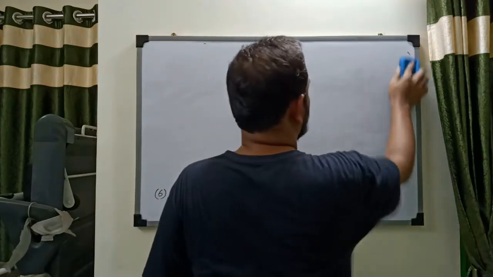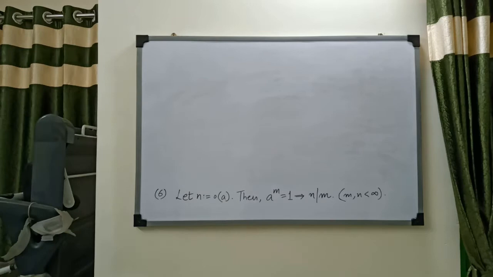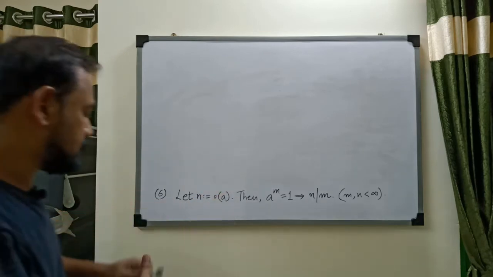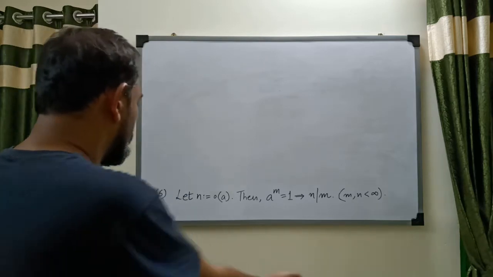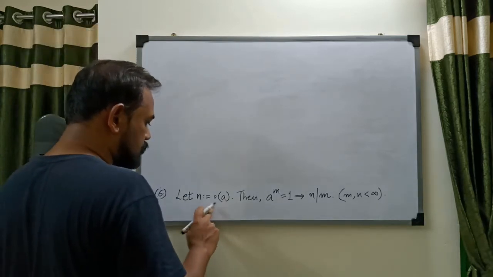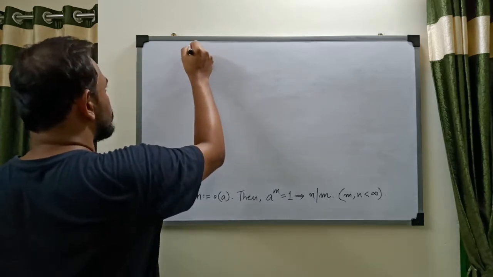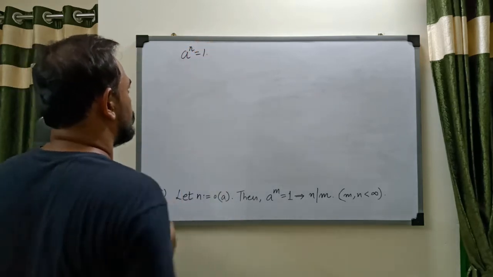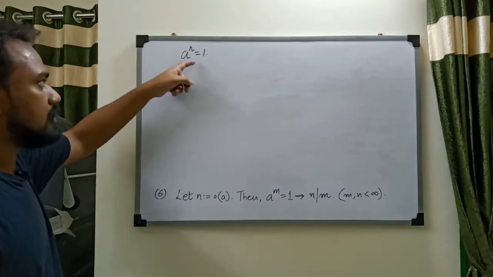Let's just show this, and this will be a good exercise in order of a group or order of an element. Okay, so what we're doing is we've taken the order of a to be n. So we have this equation already, and it's the minimum possible integer n such that you get this.